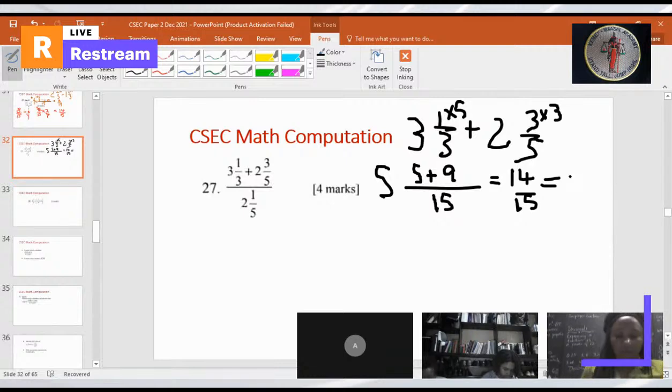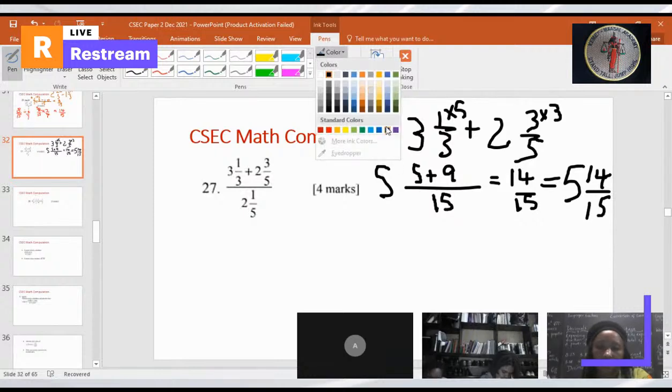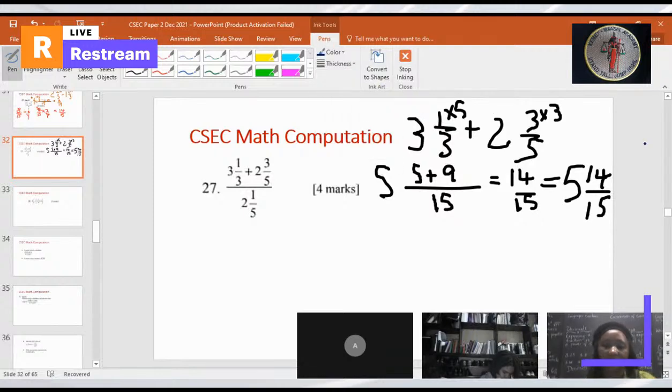And is that it, miss? No, miss. What's the next thing we do? Oh, you need to put back the whole number. Miss, you need to put back the whole number, miss. So it would be 5 and 14 over 15, miss. All right. What next?